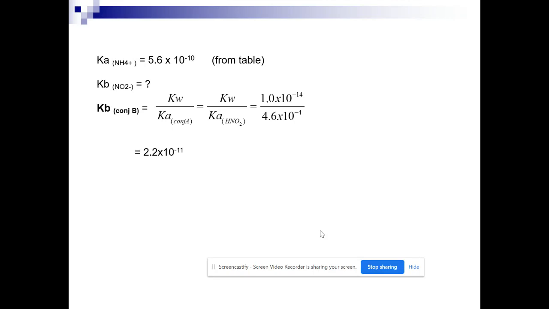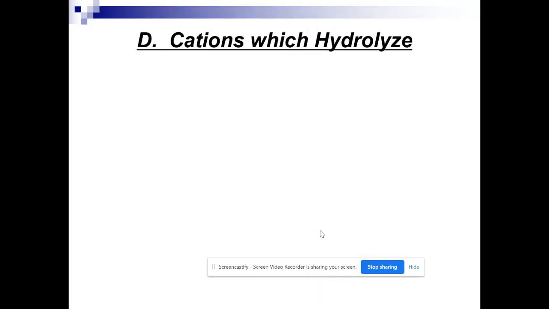Compare the values, right? Negative 10 is greater than negative 11. So therefore, Ka is greater than Kb, and the solution will be acidic. All right, no problems. Keep going.